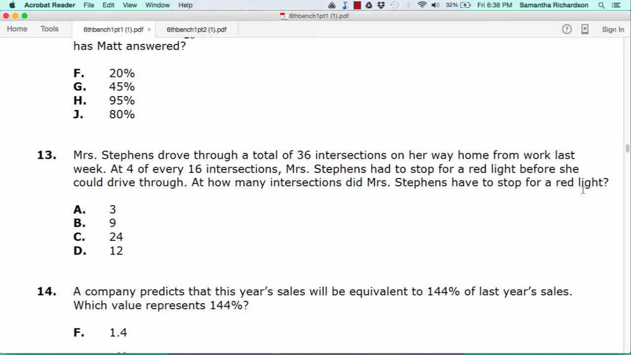Question 13. Miss Stevens drove through a total of 36 intersections on her way home from work last week. At 4 of every 16 intersections, Miss Stevens had to stop for a red light before she could drive through. At how many intersections did Miss Stevens have to stop for a red light? A. 3, B. 9, C. 24, D. 12.